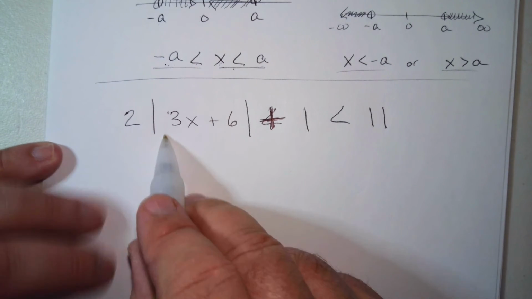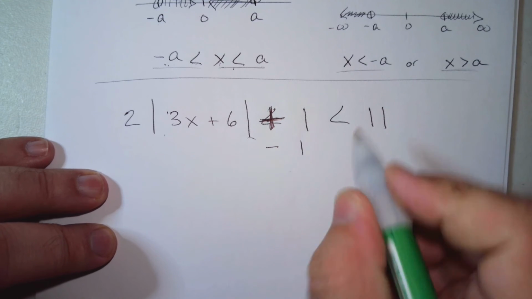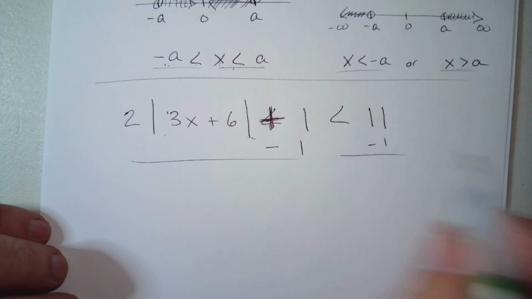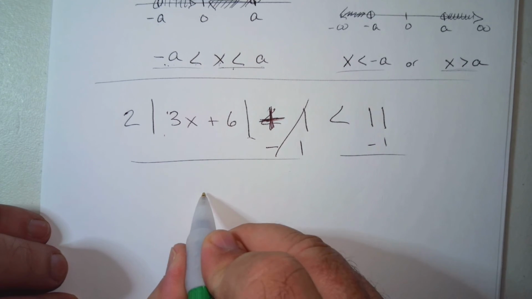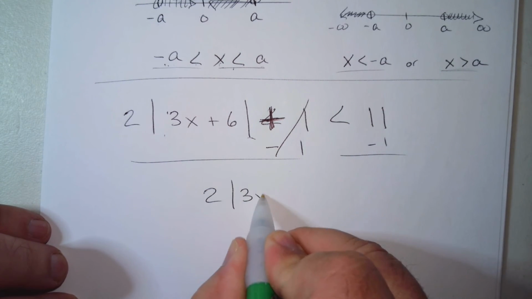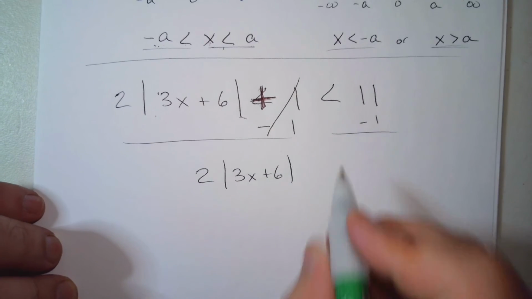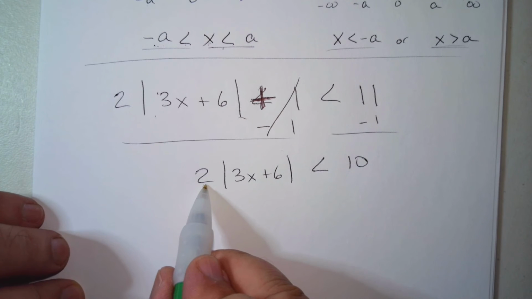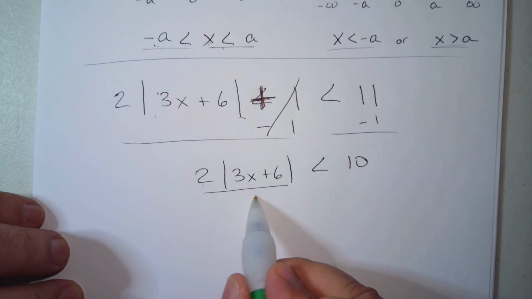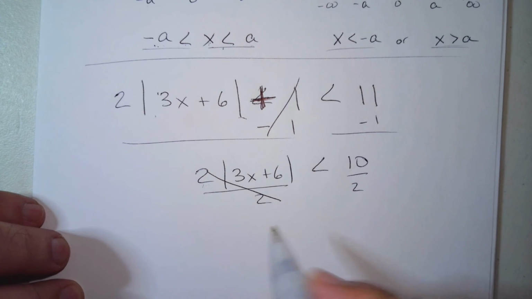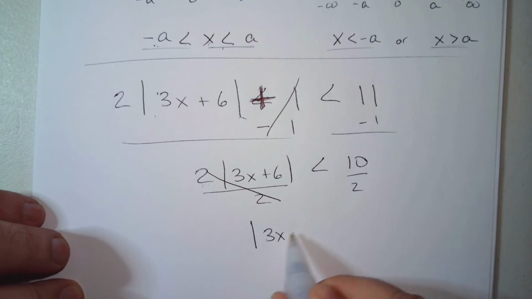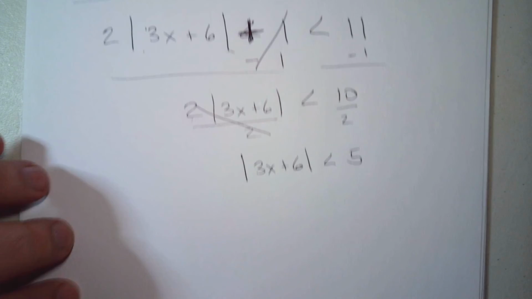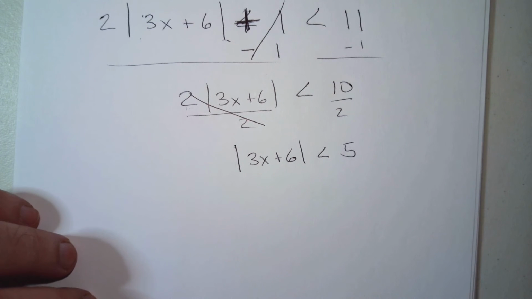First step, isolate the absolute values. So get rid of the plus or minuses first. So plus 1 minus 1 cancel. 3x plus 6, 11 minus 1 is 10. Now there's a coefficient multiplied, so I divide both sides by 2. So the absolute value of 3x plus 6 is less than 5.